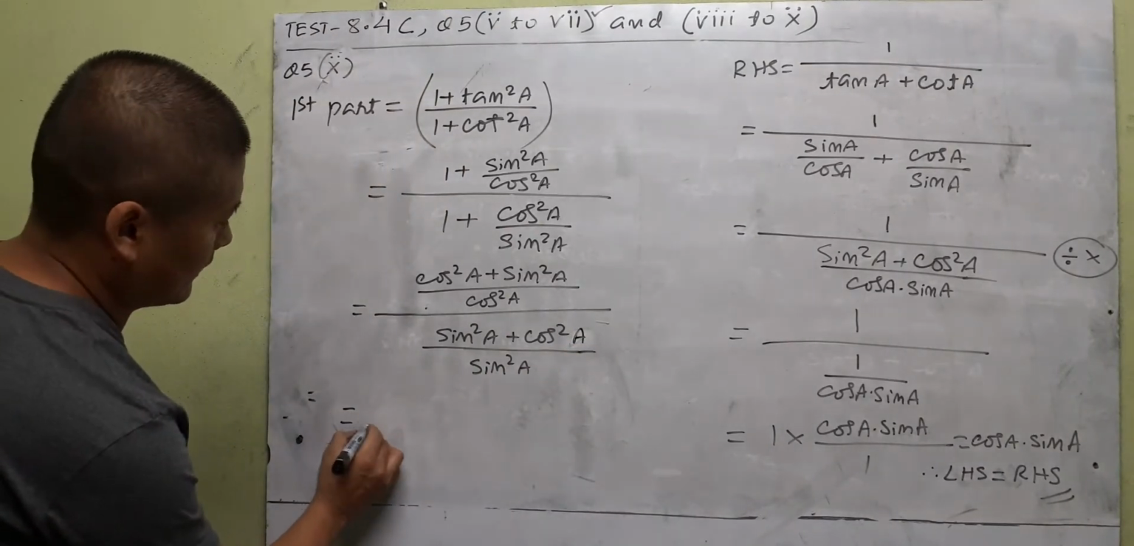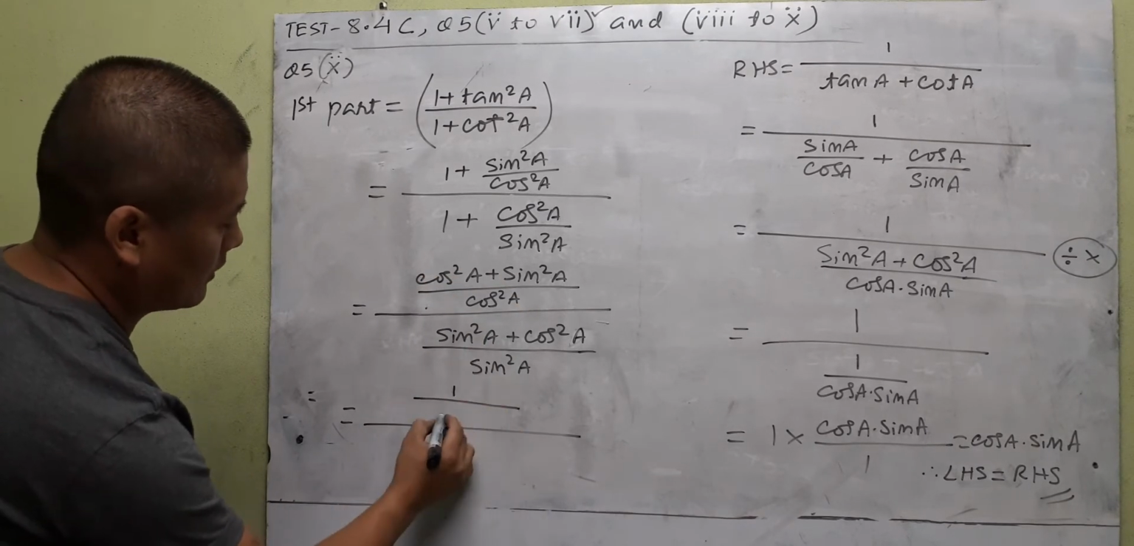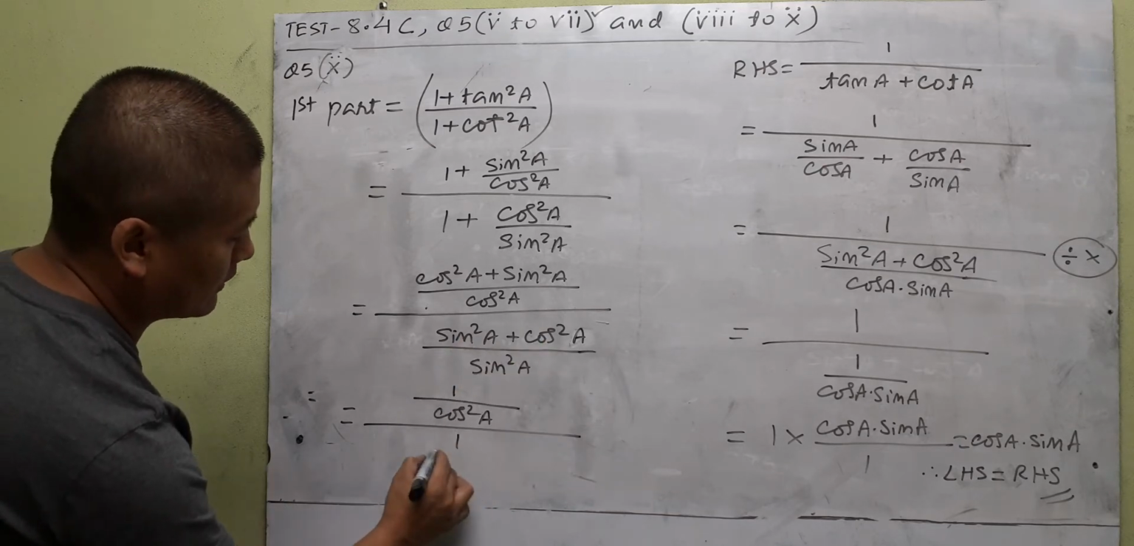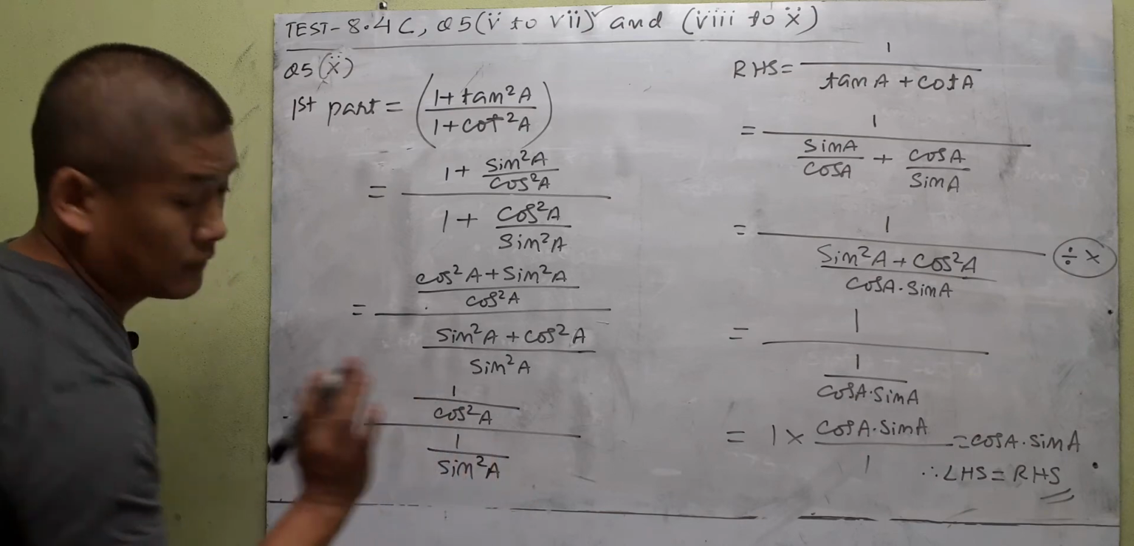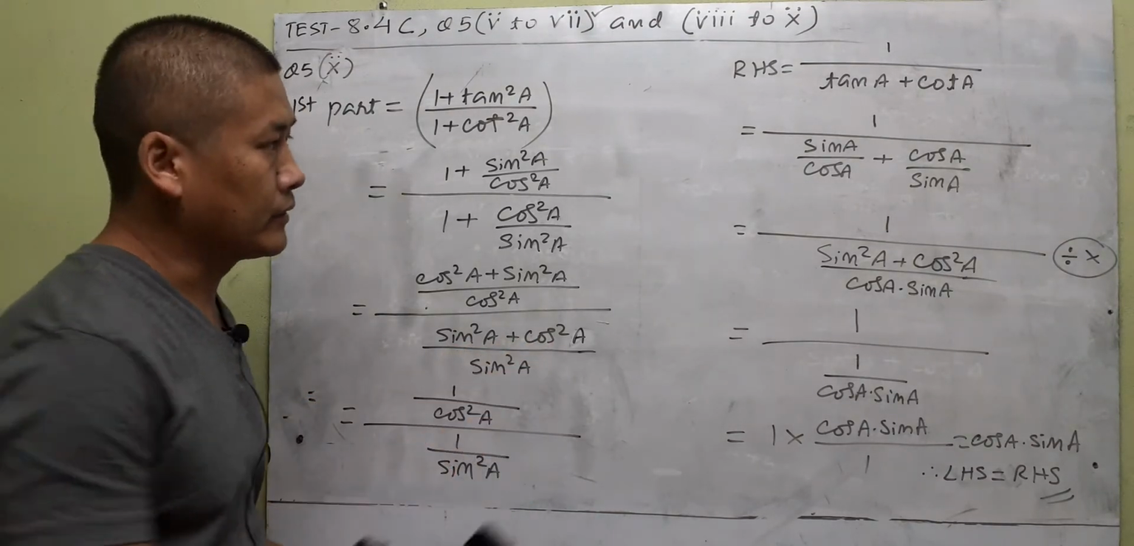Then we can see here the long line: cos square A plus sine square A is 1, divided by cos square A. Cos square A plus sine square A is 1, divided by sine square A. Okay, the formula: sine square A plus cos square A is 1. Okay, next.